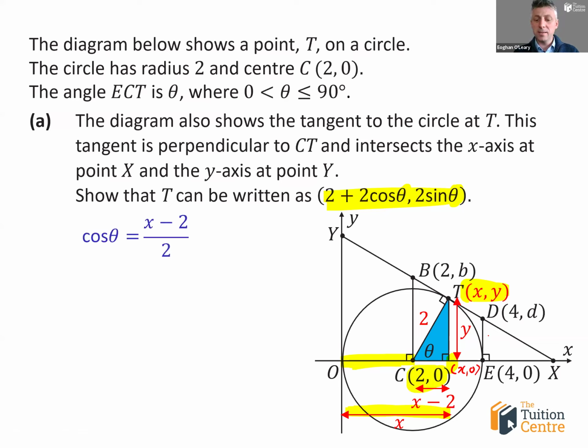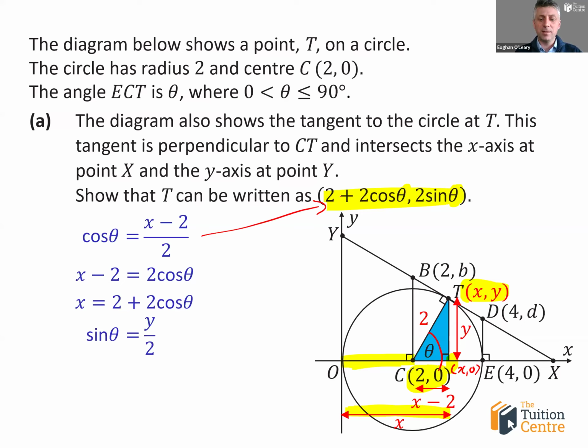And then what you do is you say, okay, well, the cos of theta is the adjacent over hypotenuse. So (x minus 2) over 2. Now, all of a sudden, we're not that far away from our answer. You multiply across by 2, isolate x, and you get what you need. x is equal to 2 plus 2 cos theta. So again, if you could get started, you'd probably get to the answer.